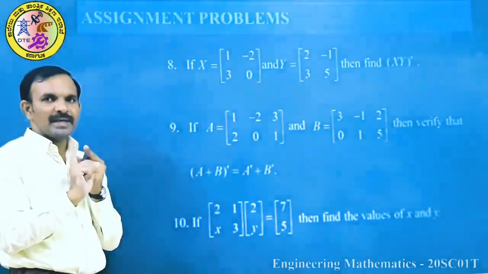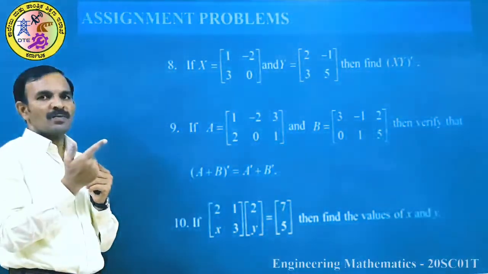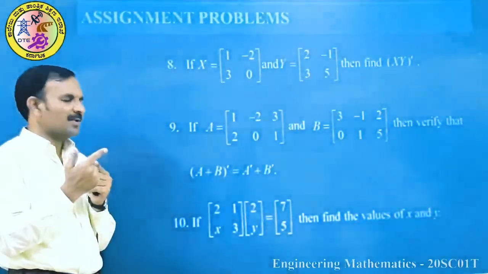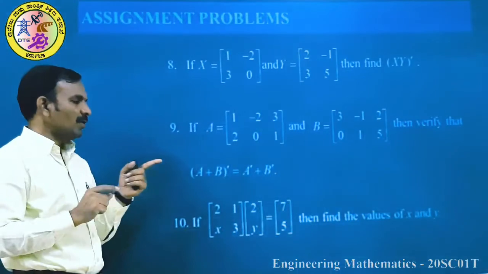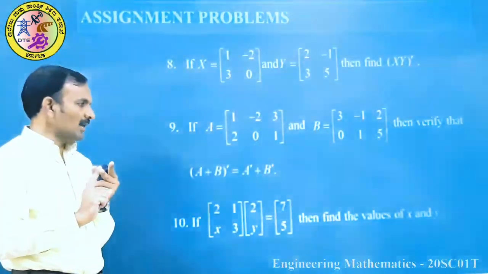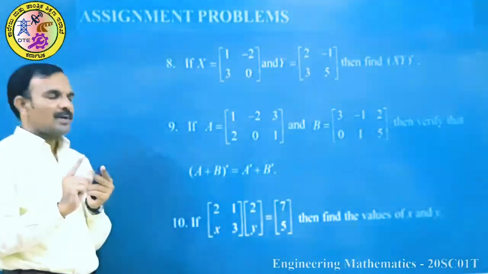First step is A plus B, find out. Then find out (A plus B) transpose, that is (A plus B) whole dash, give it as equation number 1. Next find out A transpose separately, B transpose separately, add A dash plus B dash, equation number 2.